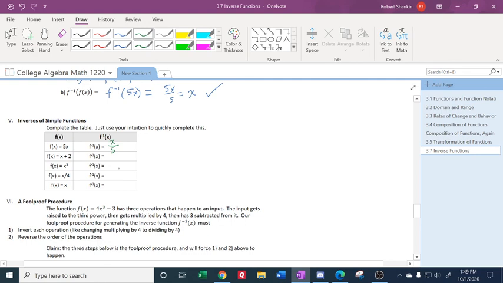The inverse of adding 2 is subtracting 2. The inverse of cubing something is cube rooting. The inverse of dividing by 4 is multiplying by 4. If it was making the length of Play-Doh 1/4 as long, then you'd have to make it 4 times as long to be the opposite. And if it doesn't do anything, then the inverse also doesn't do anything. The output's the same as the input.